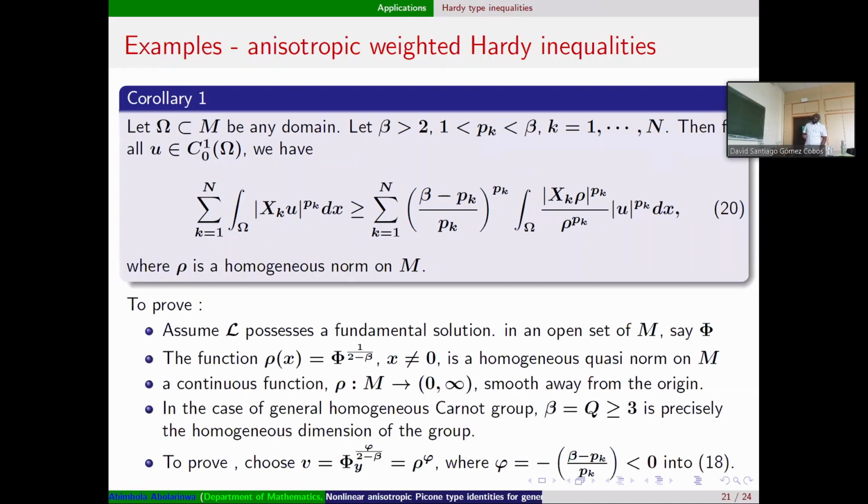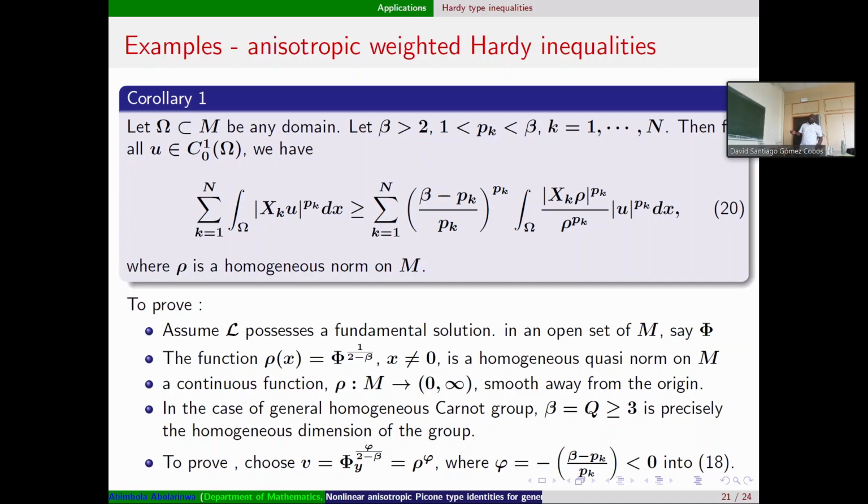But in this case, we need an assumption on the operator L, that it is elliptic. Because of this weight here, which is a homogeneous norm, we need the assumption that operator L possesses a fundamental solution, which is very key in doing this. And when this operator possesses a fundamental solution, then you can relate this homogeneous norm with the fundamental solution by this quantity here, which you call a homogeneous quasi-norm. So this is a continuous function, smooth away from the origin. And for example, if you are in the homogeneous Carnot group, this beta you have here will be the homogeneous dimension of the domain, which is usually denoted by Q greater than 3. So that is an example.